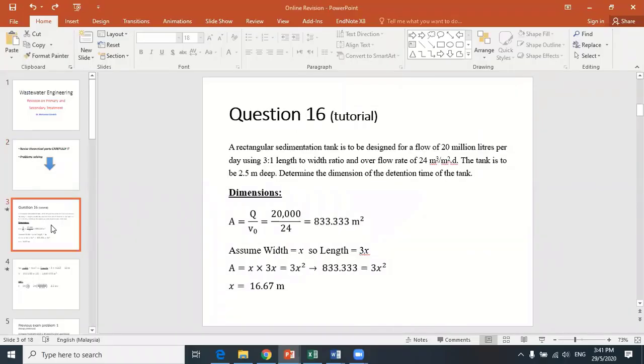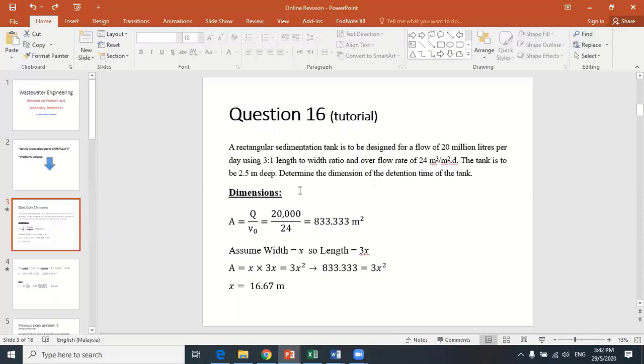Now we will solve some questions from the tutorial and some questions from previous exams. Okay, so this is question number 16 from your tutorial. It says that we have a rectangular sedimentation tank. This is to be designed for a flow of 20 million liters per day using a 3:1 length to width ratio and an overflow rate of 24.